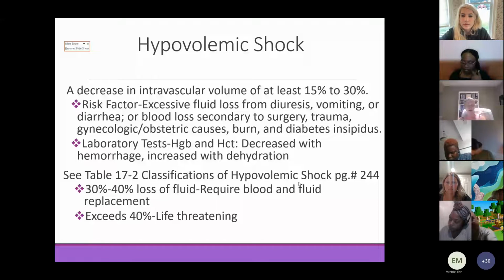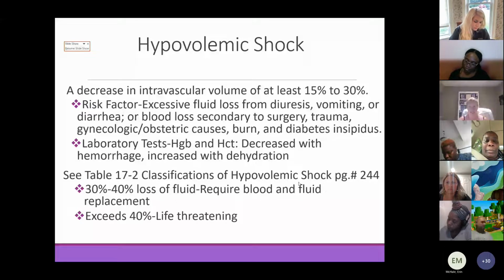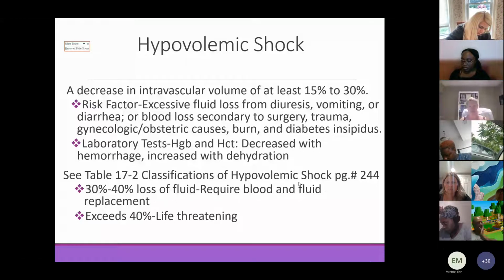So I'm not going to ask you a question about what their hematocrit and hemoglobin would look like. I just want you to understand that these are the tests that we would look at, and we might see a variability in them depending on exactly what condition is happening with the patient. So increase with dehydration because all the water is out, and then decreased obviously if they're hemorrhaging because all those blood cells are being lost.